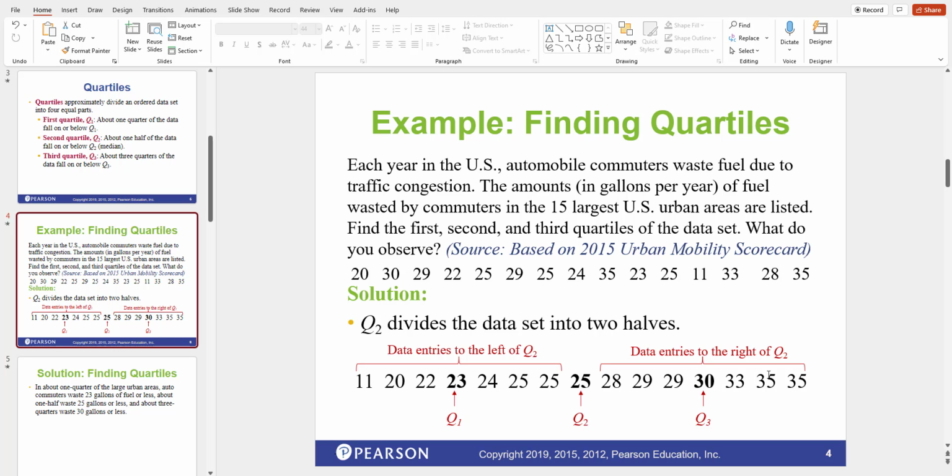That's your first quartile. Then we're going to look at all the data values that come after 25, that come after the median, the overall median. And we're going to find the median of that data set. That will be your Q3. And in this case, it is 30.